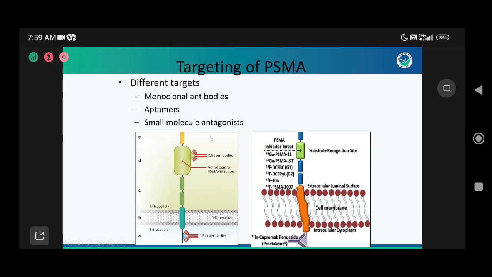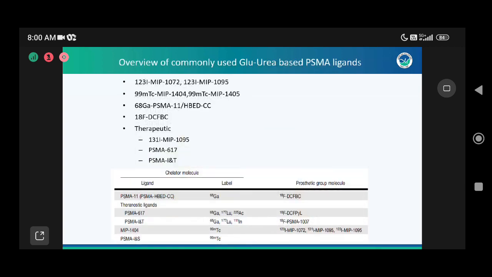The most common thing which we target is the extracellular portion, and it can be targeted by either monoclonal antibodies, aptamers, or small molecule antigens. The most common ones which we use are small molecule antigens. If you see on the right side, gallium PSMA-11, PSMA-INT, 18F DCFBC, DCFPyL, or 18F PSMA, all these are targeting one substrate which is extracellular. It is easy to target extracellular, so even without cell kill, we can target this directly. So any of the current PSMA agents you hear about are all targeting only extracellular portions.